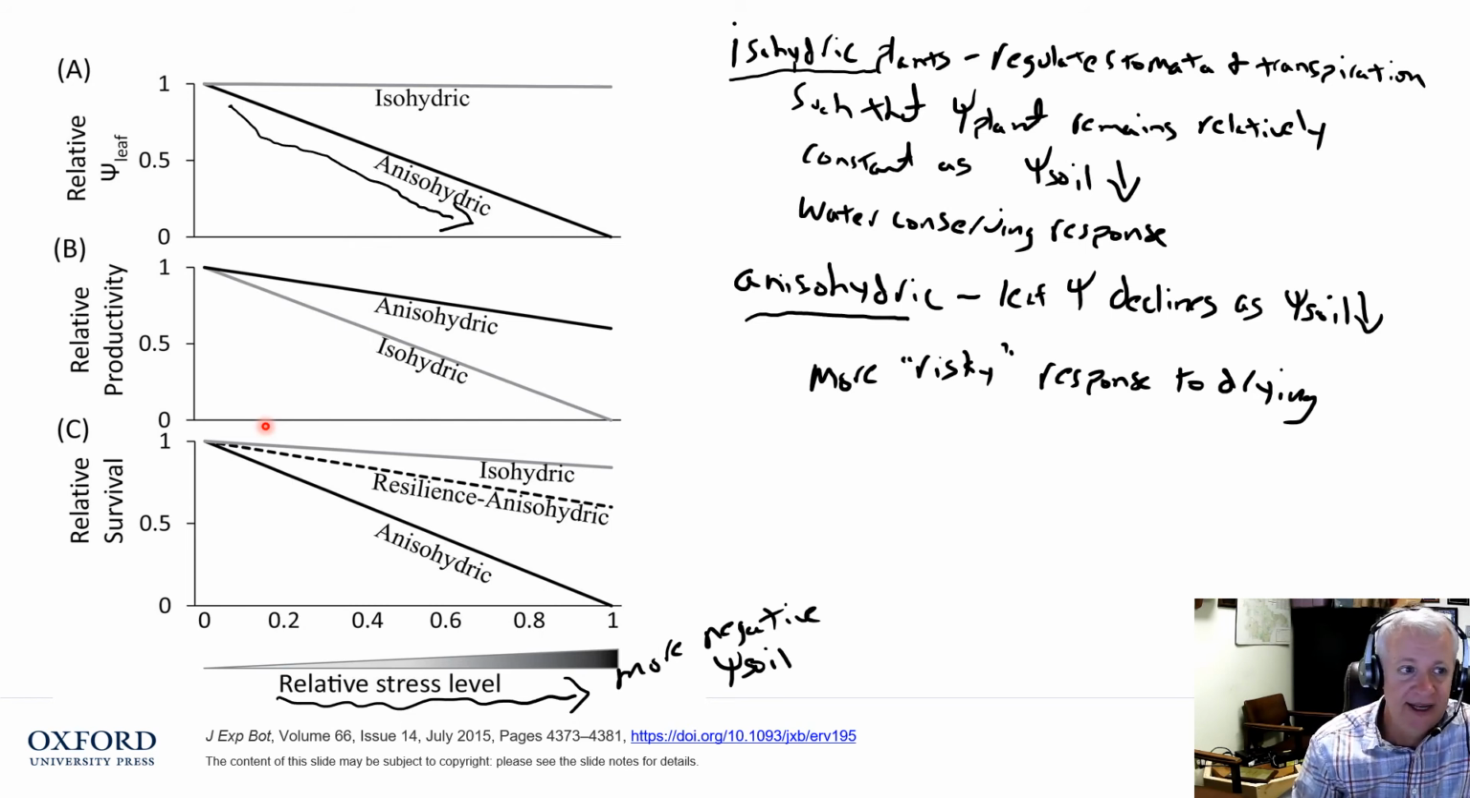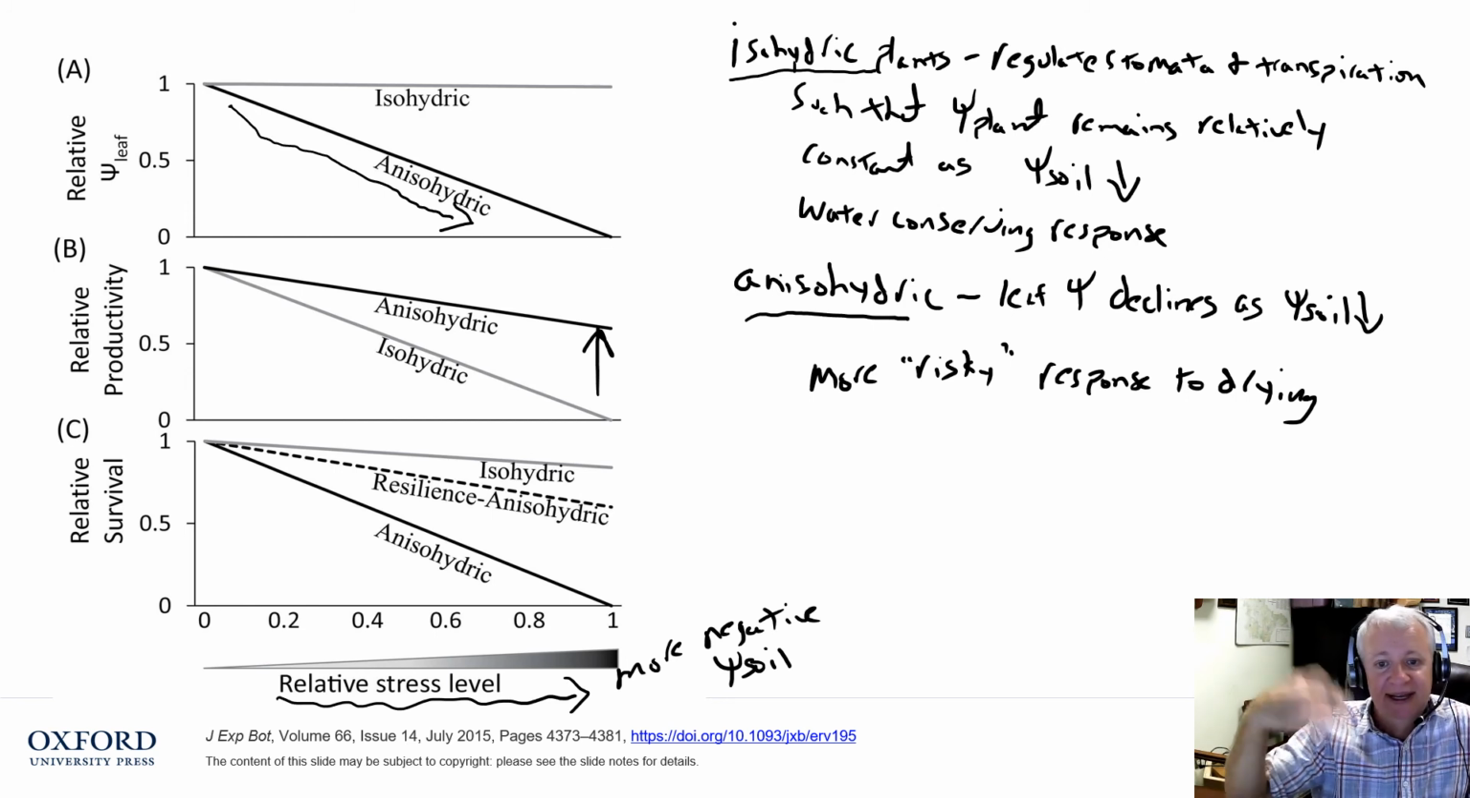Now, another trade-off there is relative productivity. Because the anisohydric plants tend to keep their stomata open more as the soil dries, they tend to be more productive as the soil dries because they keep their stomata open and they keep photosynthesizing. So there are trade-offs: maybe better survival for isohydric plants, but greater productivity for anisohydric plants as soil water potential declines.